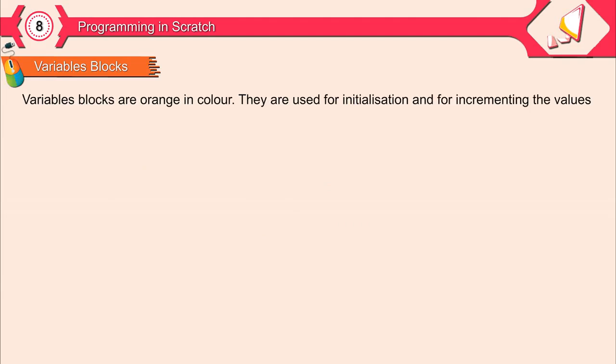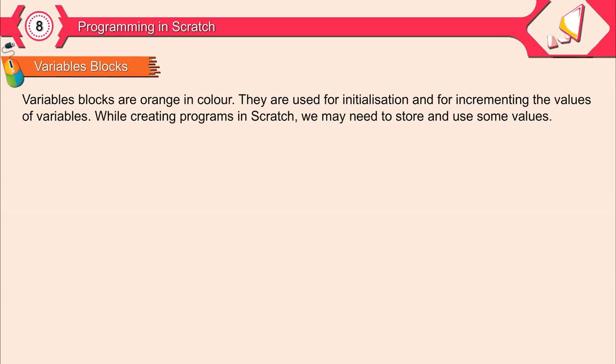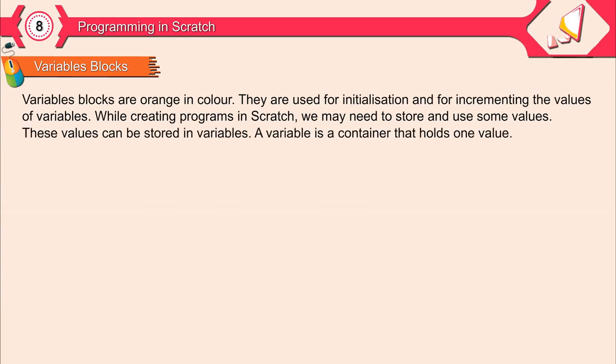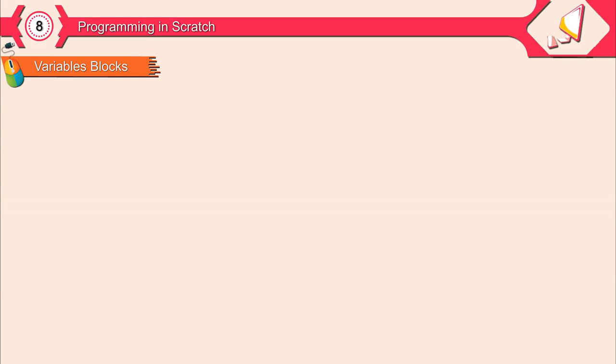Variables blocks. Variables blocks are orange in color. They are used for initialization and for incrementing the values of variables. While creating programs in Scratch, we may need to store and use some values. These values can be stored in variables. A variable is a container that holds one value. The value can be a word or a number. Creating and using a variable.